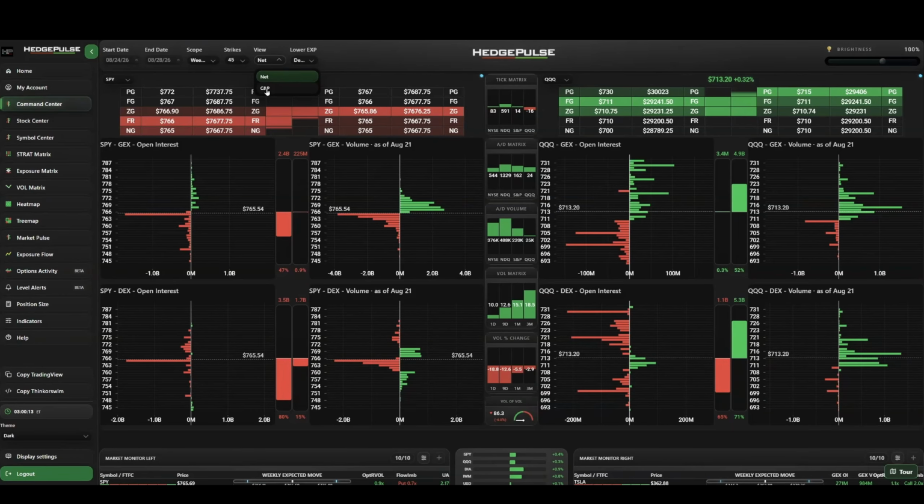So we now have the option to show net or call and put, so you can see what the complex is completely. You can now also view open interest and volume on this bottom row, and you can view it net as well. So hopefully that helps y'all and clear some things up.